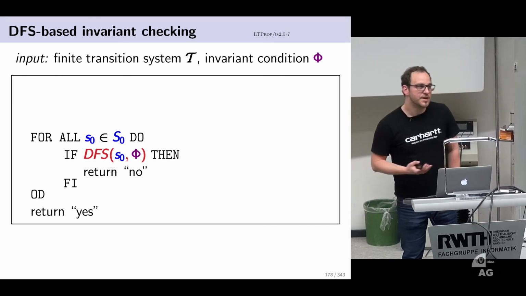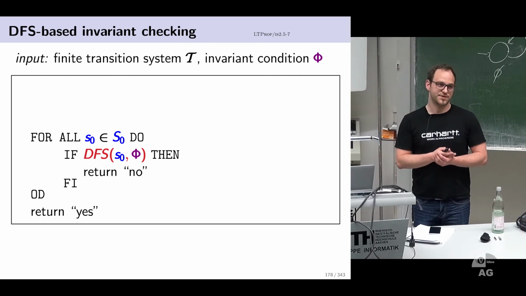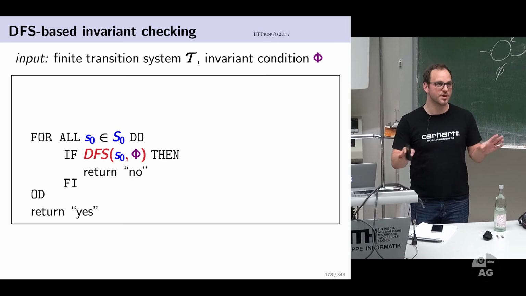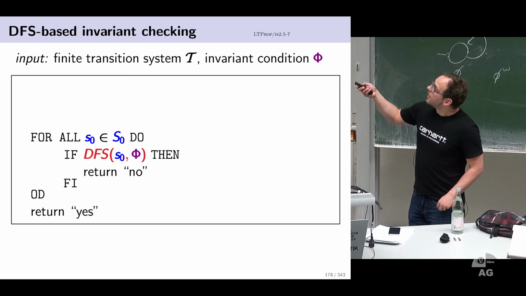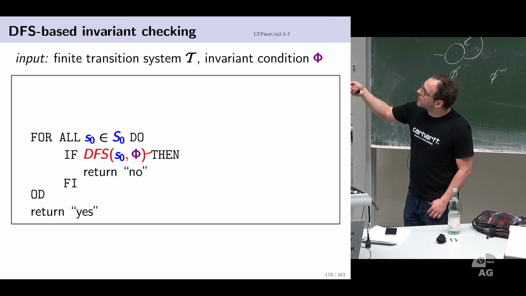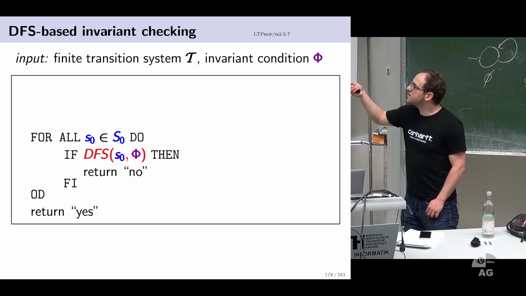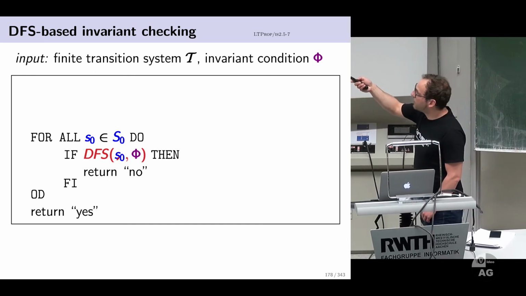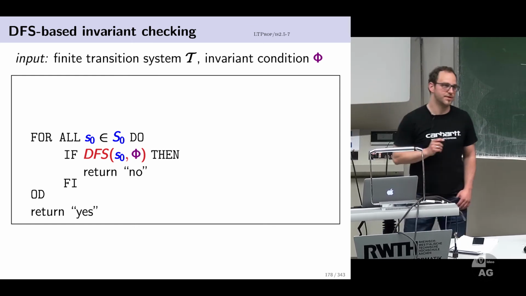Very straightforward, it will be built on regular graph searches. More concretely, we're going to use depth-first search. I'm assuming you all know depth-first search through a graph. Okay, what are we going to do? We're going to look at all the initial states of the transition system, and from every initial state, we're going to perform a depth-first search that looks for states that violate the invariant condition.